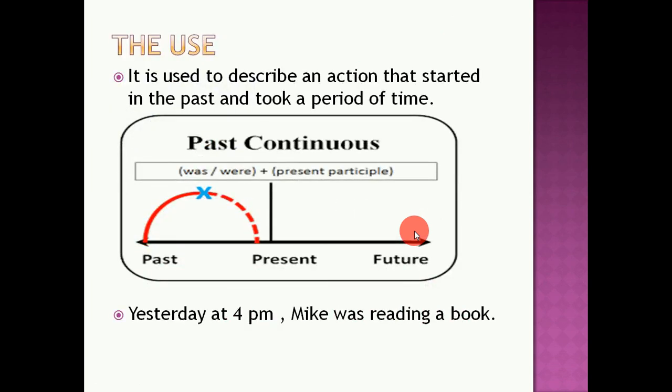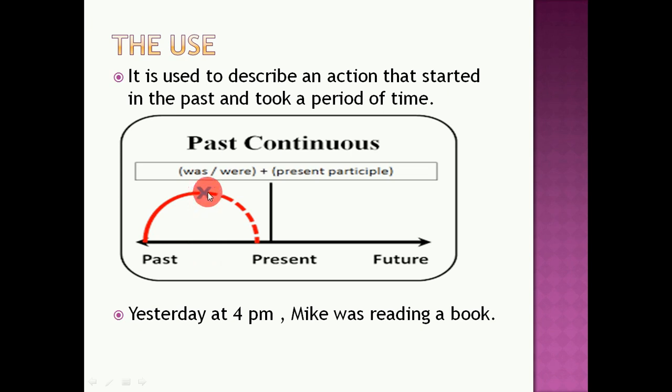Now the use. وقتاش نستعملوه هذا past continuous tense؟ It is used to describe an action نستعملوه باش نوصفو action ولا فعل ولا حركة that started in the past and took a period of time of course in the past. Okay for example, yesterday at 4 p.m. Mike was reading a book.